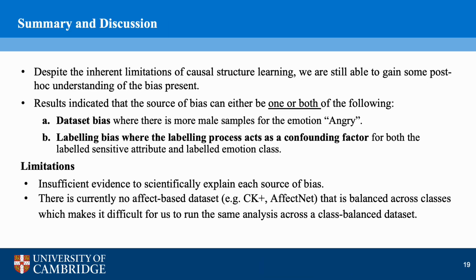In sum, despite the inherent limitations of causal structure learning, we are still able to gain some post-hoc understanding of the bias present. Results indicated that the source of bias can either be one or both of the following: dataset bias, where there is more male samples for the emotion angry, or labeling bias, where the labeling process acts as a confounding factor for both the label-sensitive attribute and labeled emotion class. The limitation of this piece of work is that there is insufficient evidence to scientifically explain each source of bias. In addition, there is currently no affect-based dataset that is balanced across classes, which makes it difficult for us to rerun the same analysis across a class-balanced dataset.